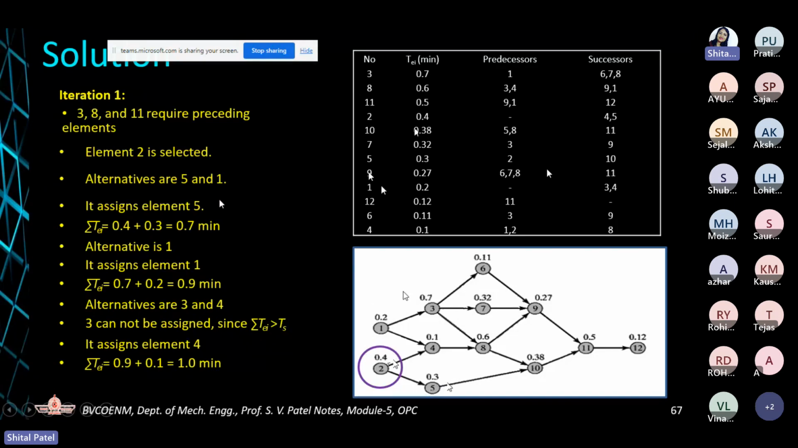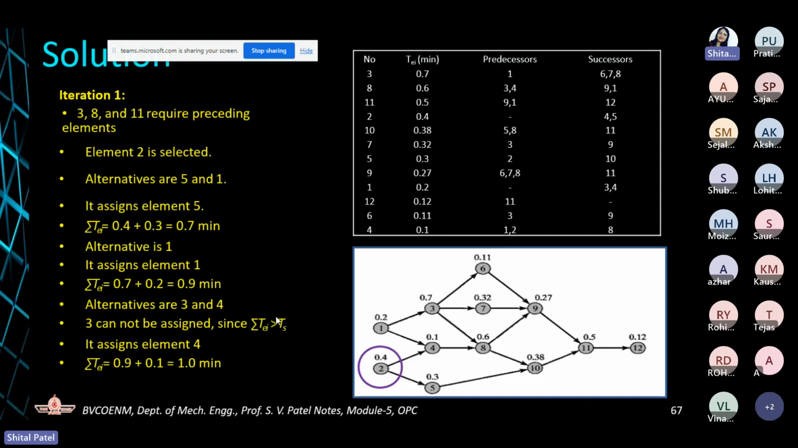So 0.7 plus 0.2, how much is it? 0.9, right? So we can still include one activity having 0.1 minutes. So 1 is allocated. Now 12 is not possible, and 6 is not possible. Then we have the last one, activity number 4, which consumes 0.1 minutes and whose predecessors are 1 and 2. After processing 1 and 2, we can move ahead with 4. So now these 4 machining processes are going to be included in a single workstation.